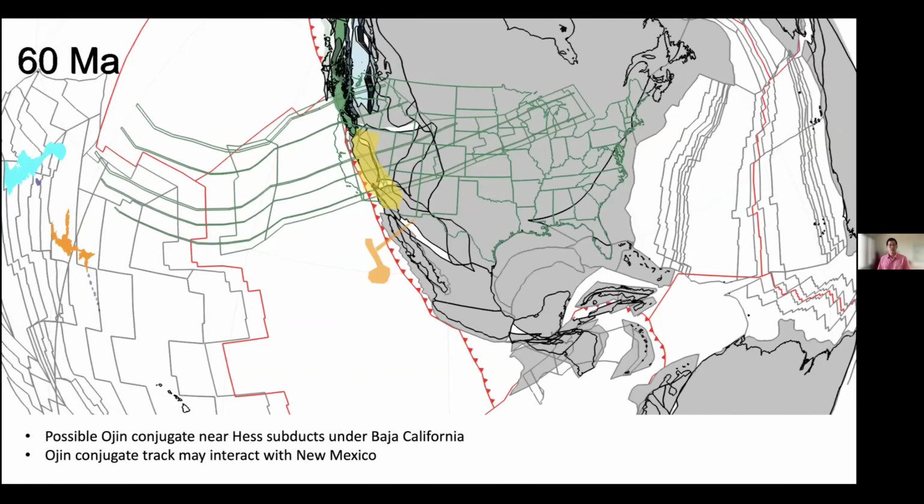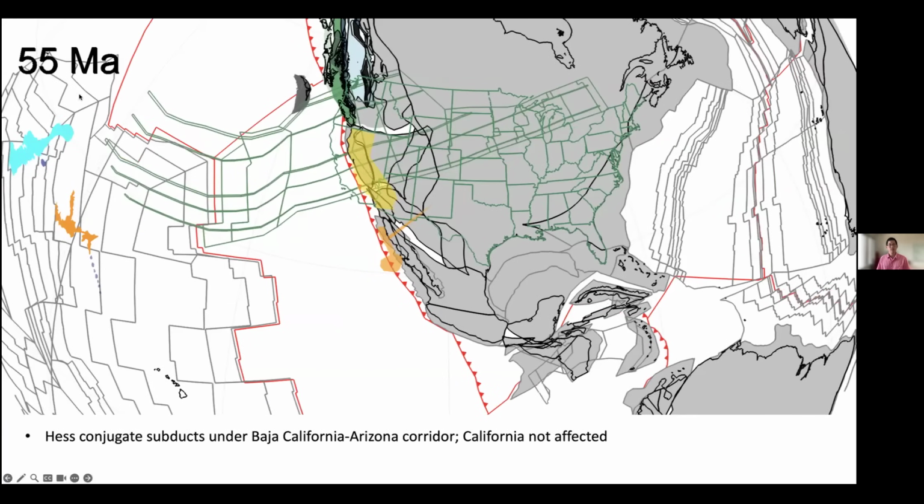By 60 million years ago, this possible Ojin conjugate is now definitely subducting under Baja California. And this probably is starting to interact or continuing to interact with New Mexico. And then at around 55 million years ago, the Hess conjugate is subducting to the south, Baja California. And there's this corridor under Baja California, Arizona, and New Mexico where this material would be coming underneath the margin.